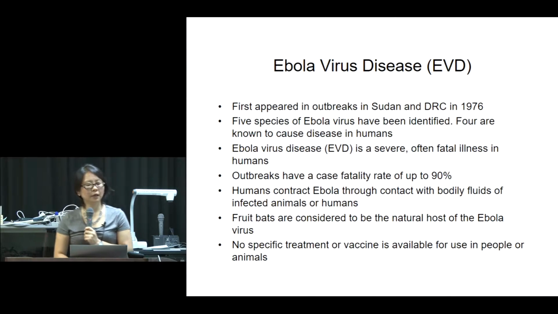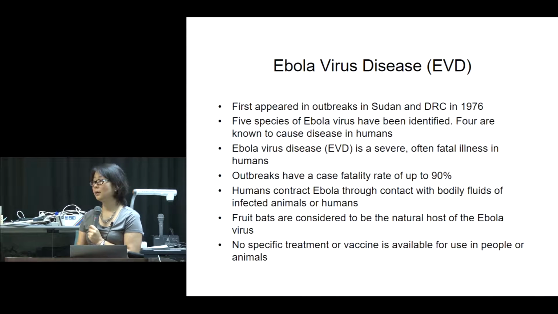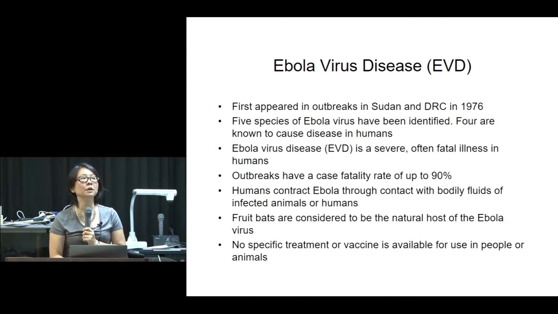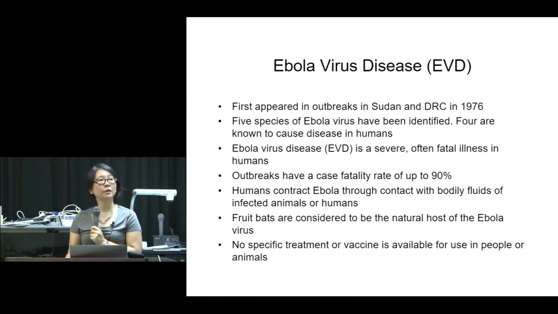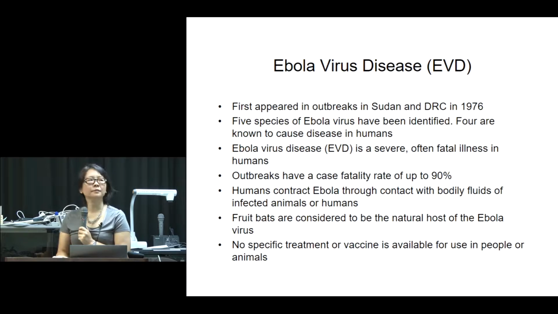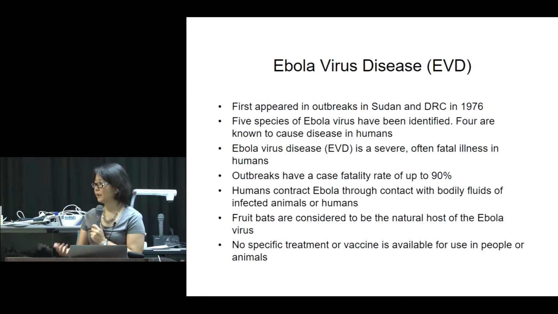So another emerging disease that I think it would be appropriate to mention is Ebola virus disease. Not many years ago, we read on the news about this big outbreak of Ebola, right? What we need to know is that Ebola first appeared in outbreaks in Sudan and the Democratic Republic of Congo, or DRC, in 1976. There are 5 species of Ebola virus that have been identified, and 4 of them are known to cause disease in humans. The Ebola virus disease is severe, as you probably read on the news. It's really severe and often fatal. Outbreaks have a case fatality rate of up to 90%. 90% of people infected will die from Ebola.